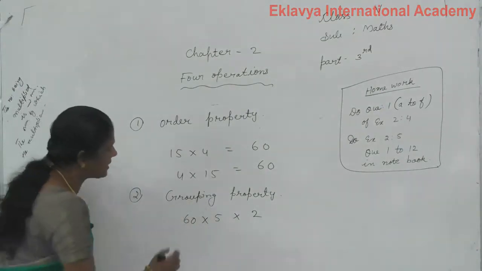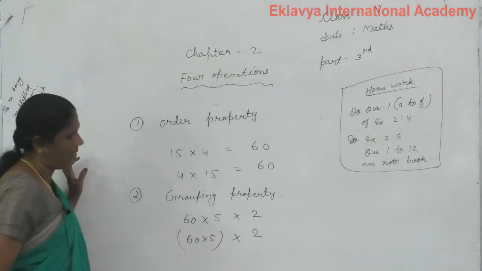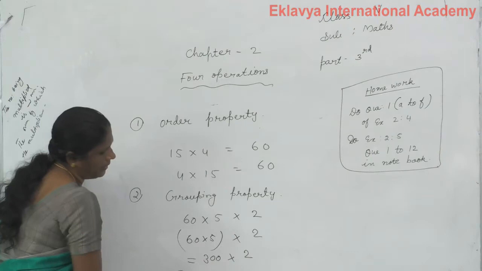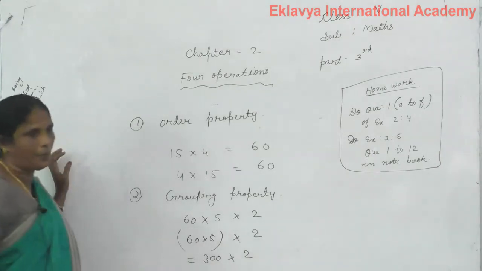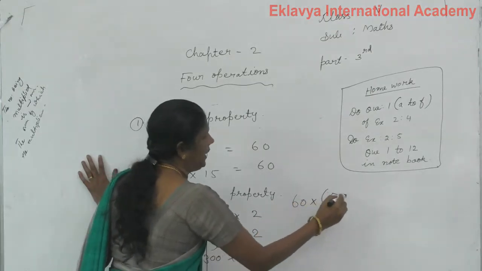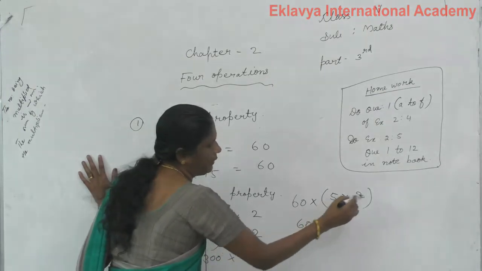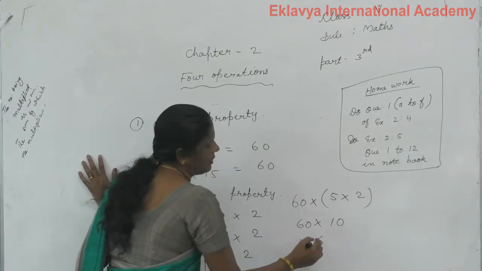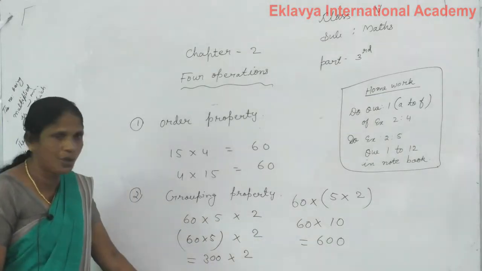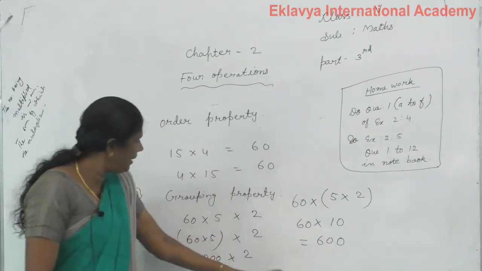First I group 60 and 5. Then multiply by 2. Here 300 multiply 2 is 600. The product is 600. Another group: 5 multiply 2 is 10, first we do this. 60 multiply 10 is equal to 600. Both answers are the same. Yes or no? Yes. This is called grouping property.